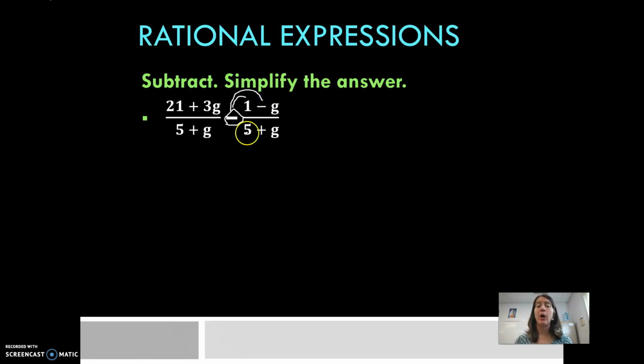That means for the first part, when I go to subtract, I'm going to take this 21 and subtract the number 1. Well, 21 minus 1 would give me 20. We want to do the same thing for the letter g. Those are like terms, we can put them together. So I have 3g minus a negative g. Well, minus with a negative really turns into adding. So I have 3g plus 1g, which is going to give me 4g.